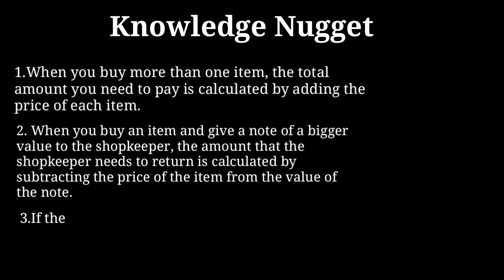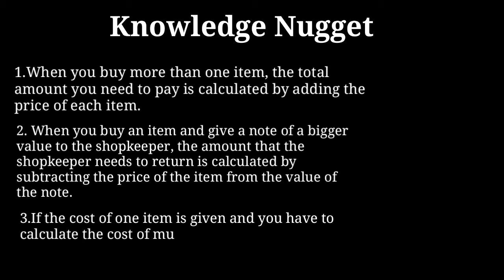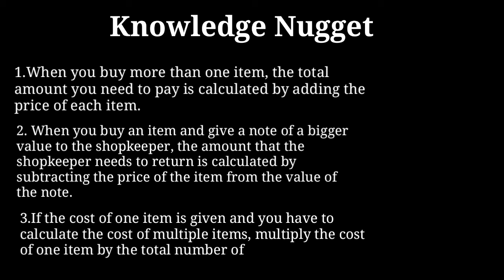So the next point, if the cost of one item is given and you have to calculate the cost of multiple items, multiply the cost of one item by the total number of items. So if you know the cost of one item, you can find the cost for multiple items. How will you find that? Just multiply the number of items and the cost of one item. So you can find the total cost of that item.